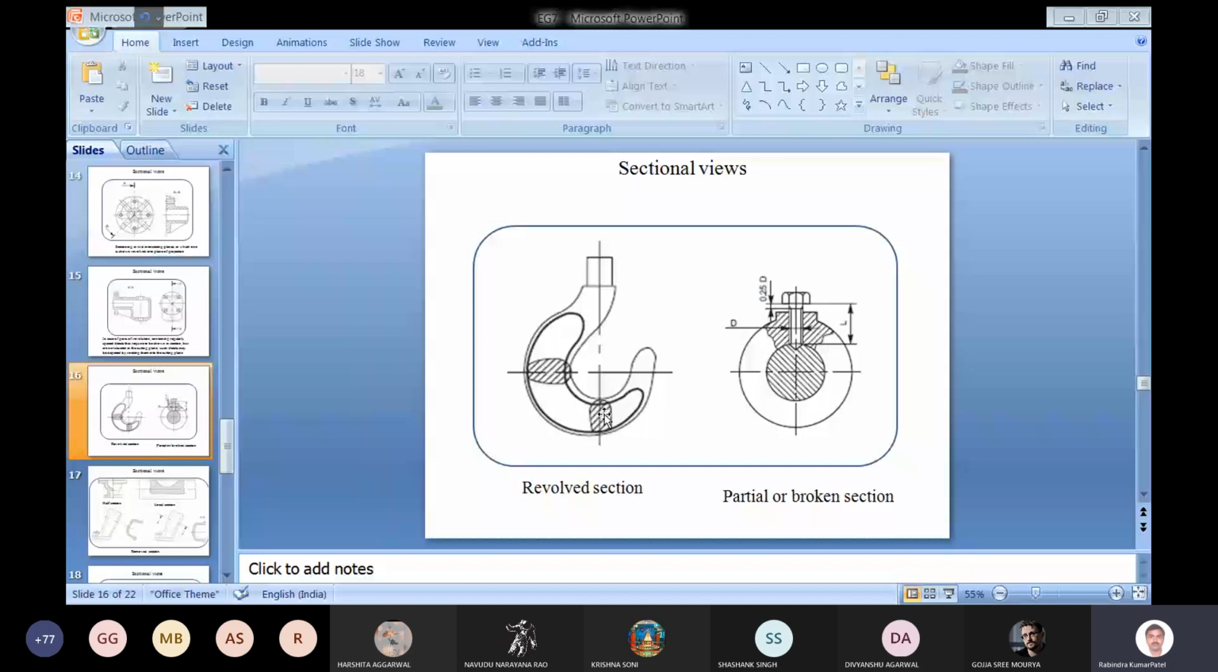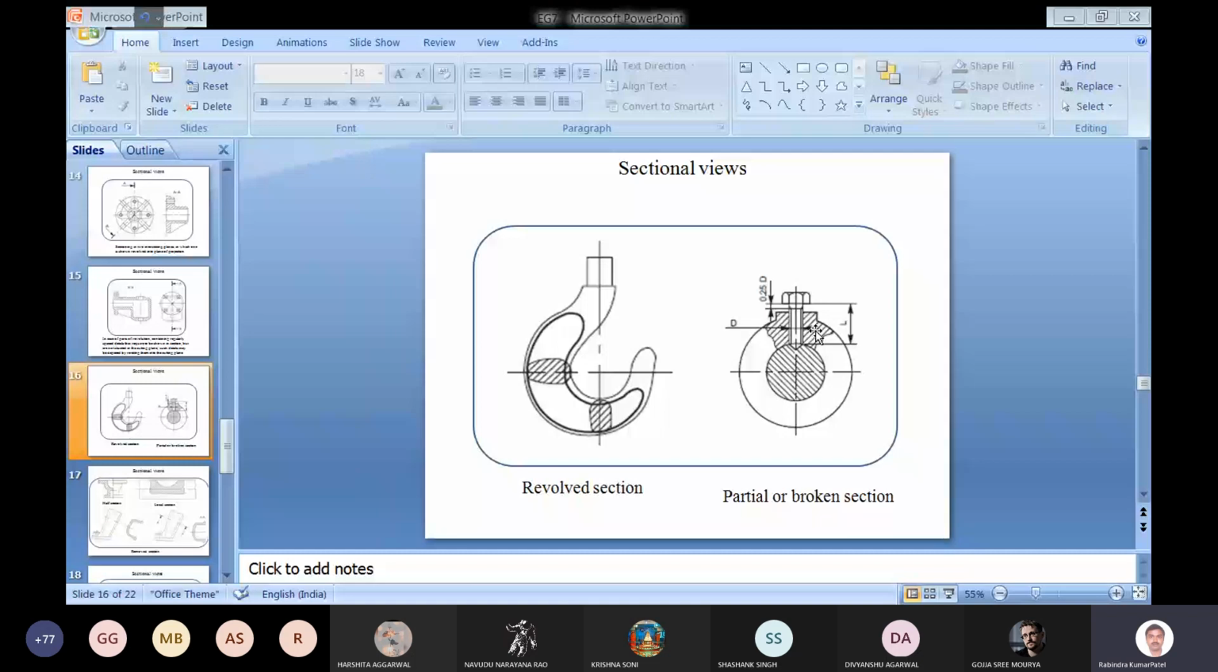And here there is another type called partial or broken section, where we just show by breaking, with a breaking line, which is a freehand line. We can draw and show the section like this. So the complete section has not been shown here. A partial or broken section is shown in this case. There are different types of sections.